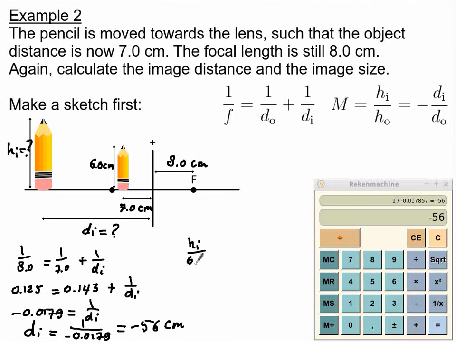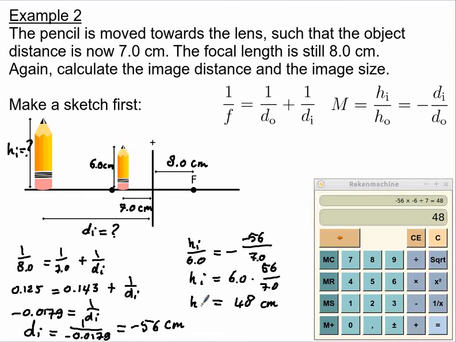What about the image height? For this we can use the second equation, the magnification equation. The two minuses cancel. Use your calculator here, and you will end up with an image height of 48 centimeters. Because it is plus this time, we know the image is upright, above the optical axis.